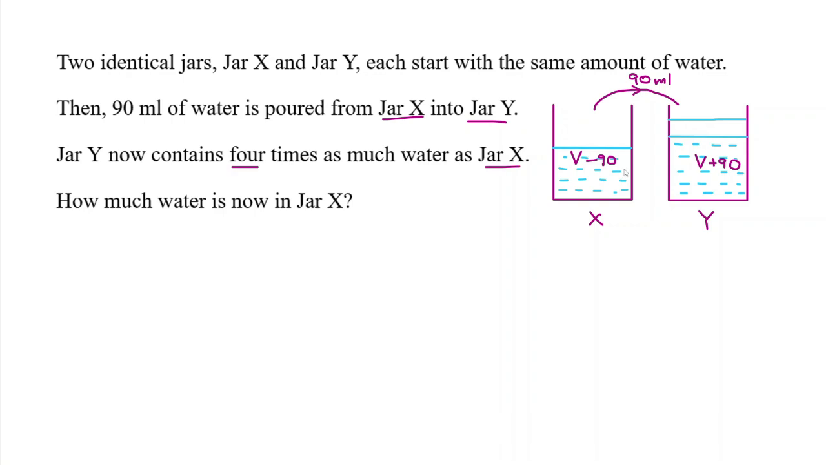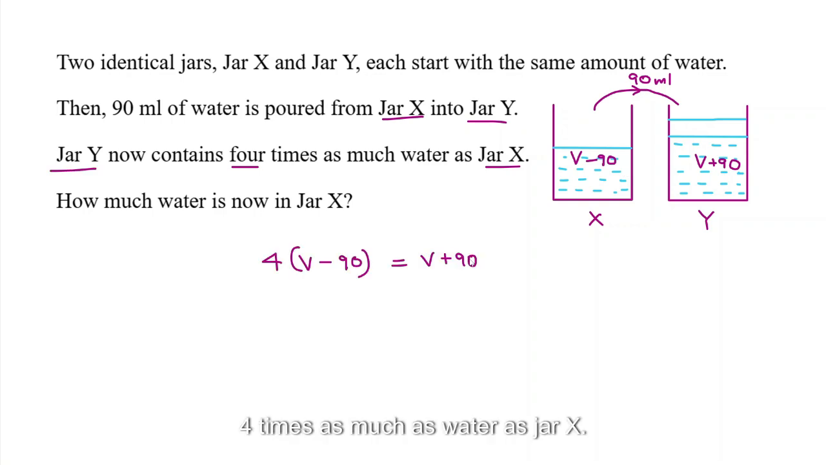Oh, okay. So jar X has V minus 90. If you times it by 4, that is equal to what you have in jar Y. So read it very carefully again. Jar Y now contains 4 times as much water as jar X. So jar X is V minus 90 times 4 is equal to that. How much water is now in jar X?